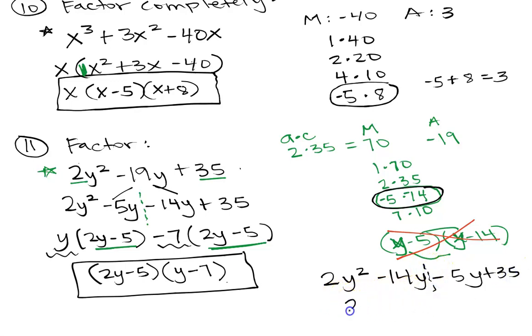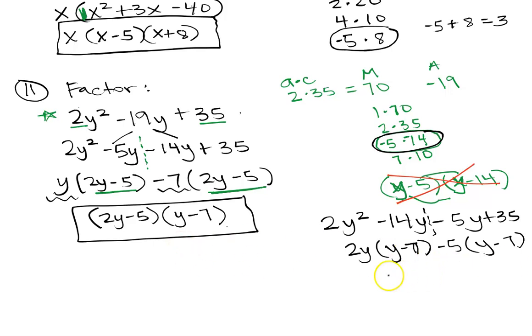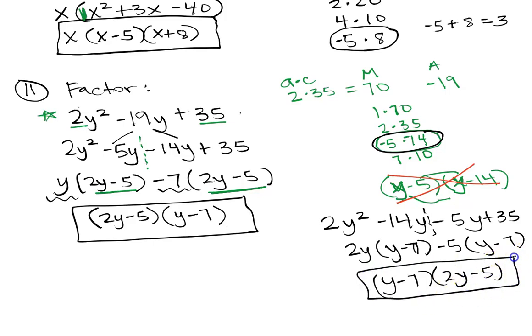Now I get a 2y that can come out, leaving y minus 7. And here, a negative 5 comes out, leaving a y minus 7. So this time, the thing that is different is our greatest common factor is y minus 7, and then my leftovers are 2y minus 5. And this is multiplication, so it doesn't matter which factor we write first and which we write second. It's commutative, so either of these answers would be correct. Good question. I'm glad you asked that.